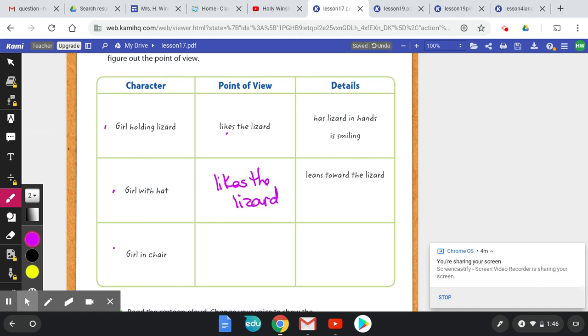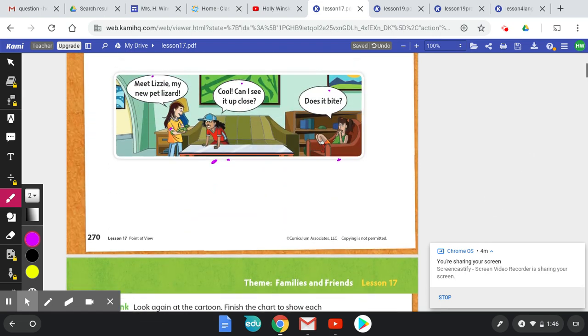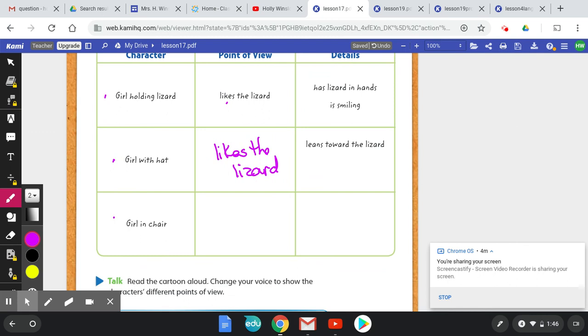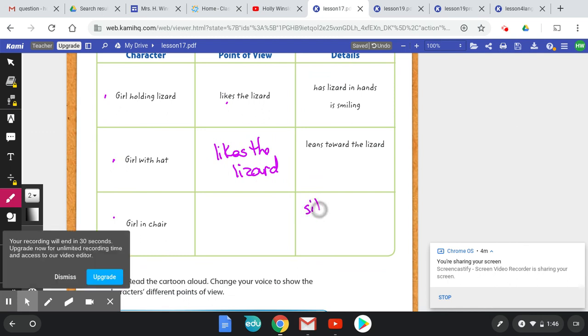Now, how about the girl in the chair? Give me a detail about the girl in the chair. Look at her. She is all the way across the room with her hands to her mouth. So she is sitting away from the lizard. So what do you think? She is afraid of the lizard.